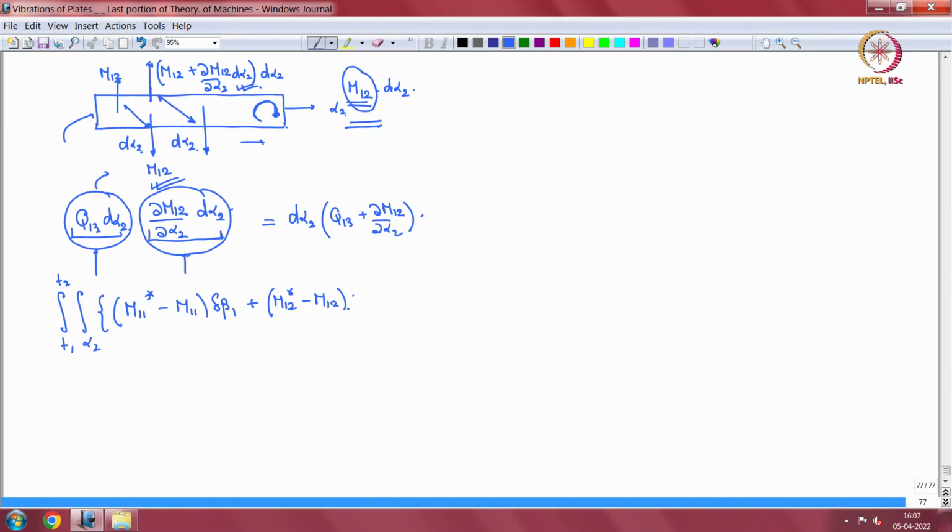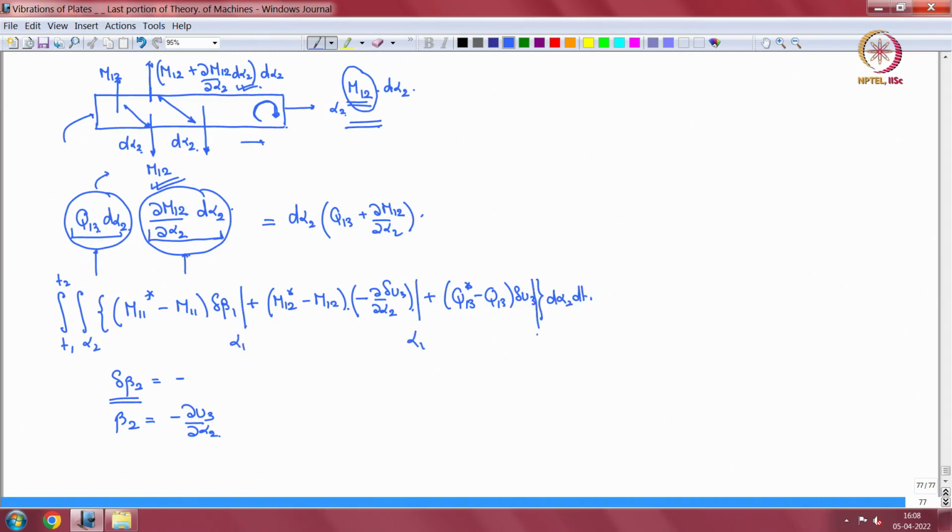And here for delta beta 2, I will use the definition for beta 2. So I get beta 2 is equal to minus del U3 by del alpha 2. So delta beta 2 will become minus del by del alpha 2 of delta U3. Okay. Then the final term, which is Q13 star minus Q13 delta U3 d alpha 2 dt. Now this is already at the ends of alpha 1 boundary.